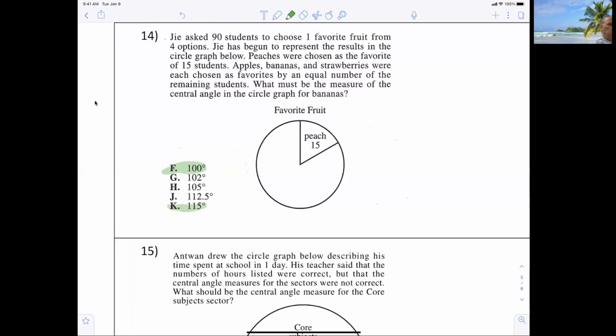K2, good. All right, it says there were 90 students, right? We want bananas, right? How many had bananas? How do you know that?